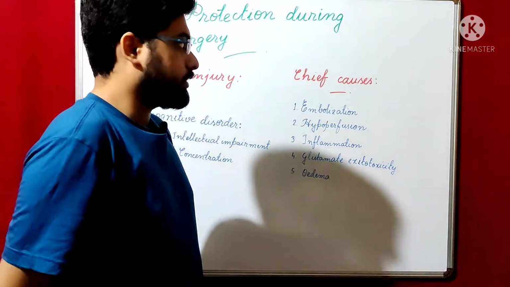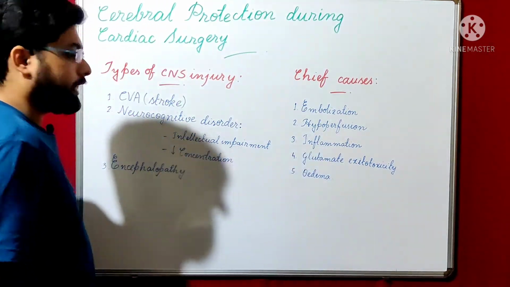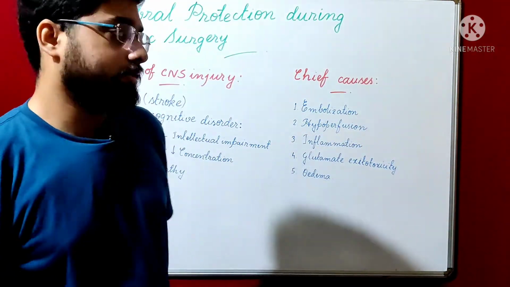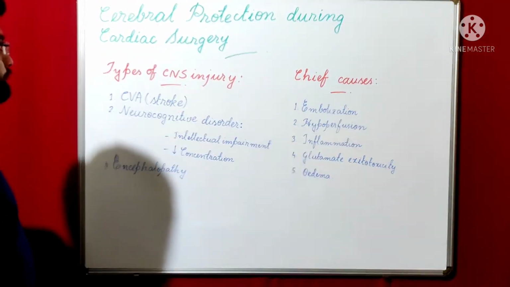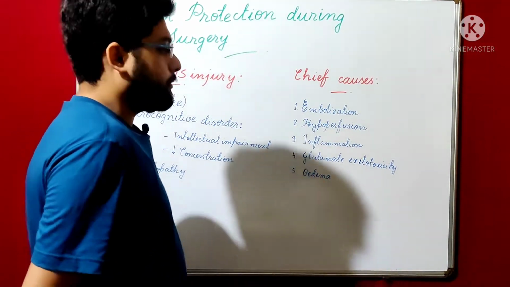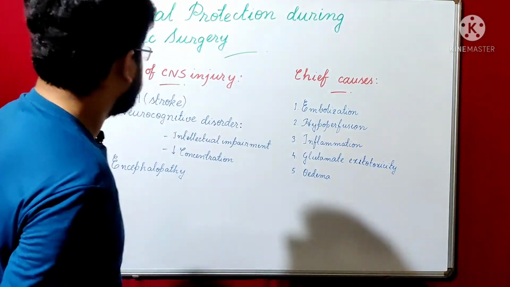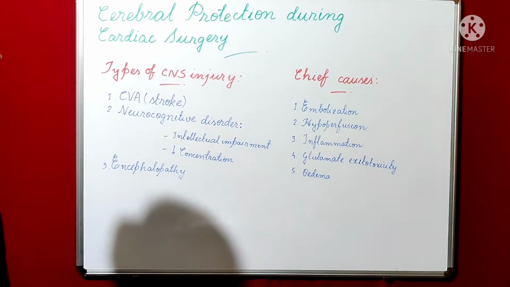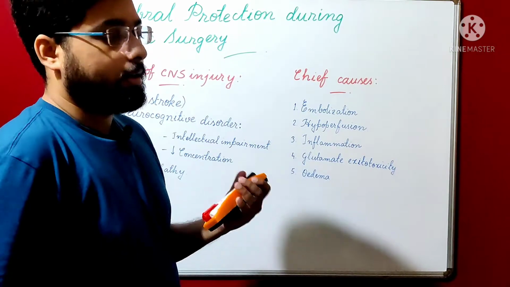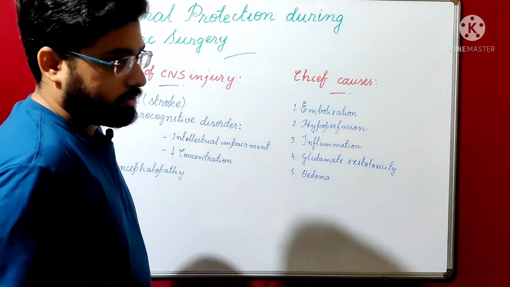Today we are going to discuss cerebral protection during cardiac surgery. In earlier sessions, we have discussed cerebral injury due to cardiopulmonary bypass, that is, due to CPB. Today we will discuss how we can protect the brain of the patient from those injuries.